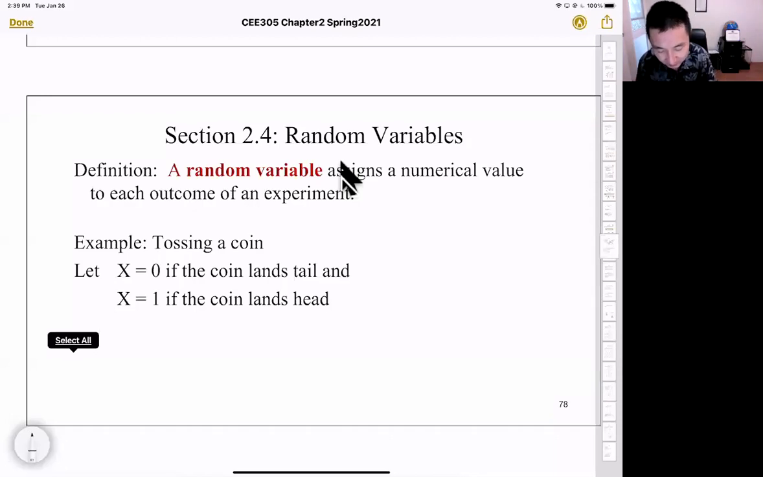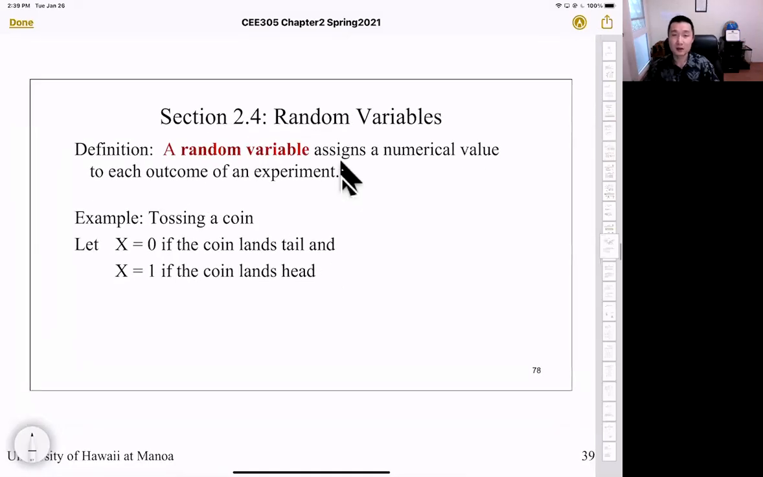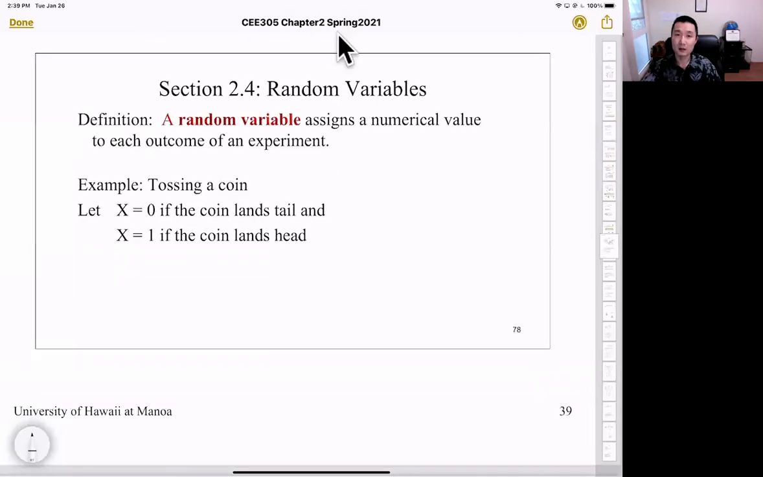Random variables. But before we continue, any questions about section 2.3? I see we have many chats.